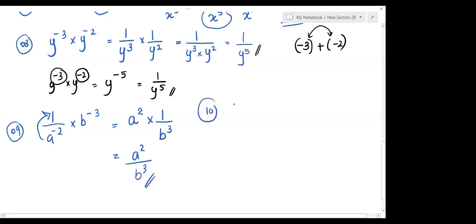10th one, x upon y to the power of -2, y to the power of -3 upon x to the power of 3. Okay, look at this one.